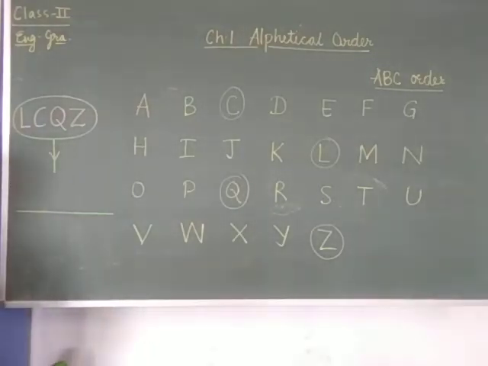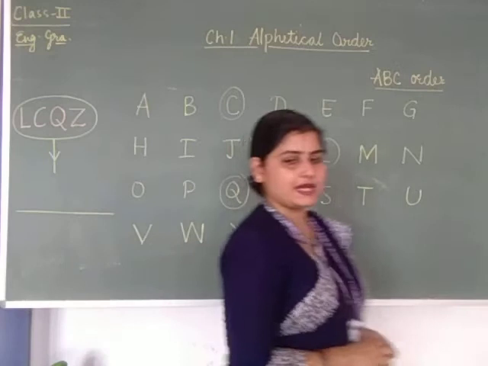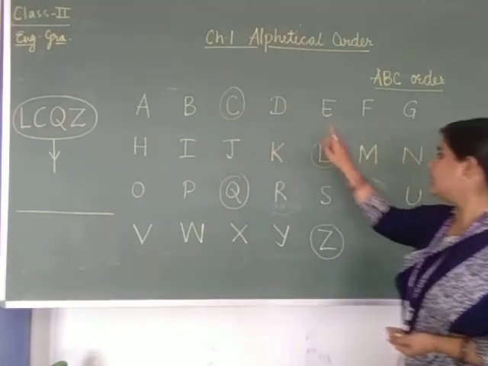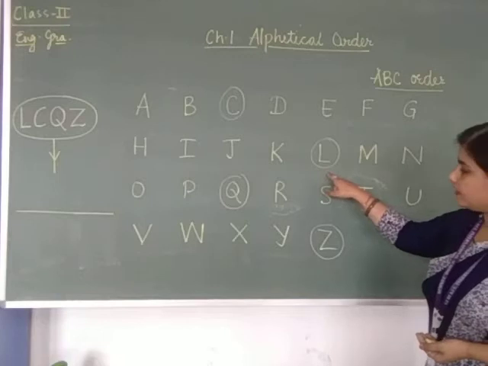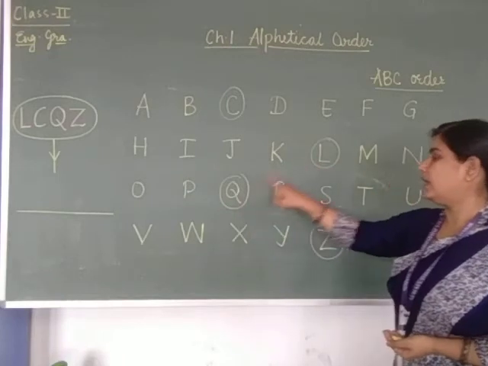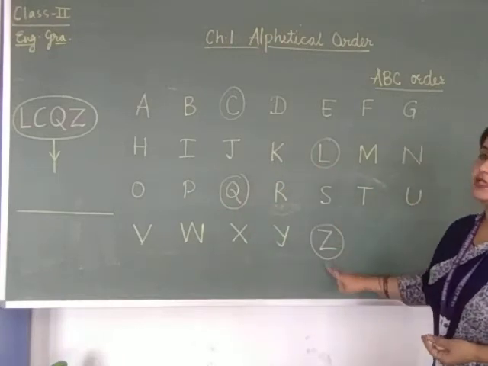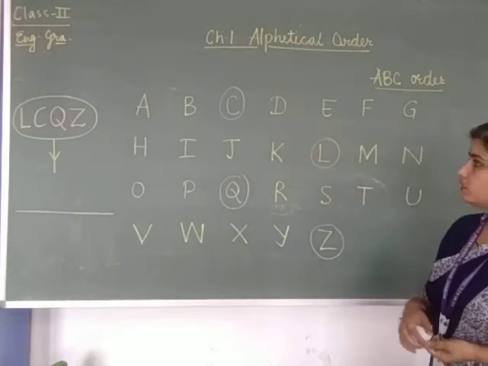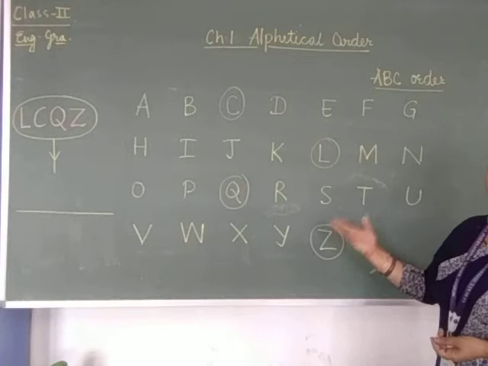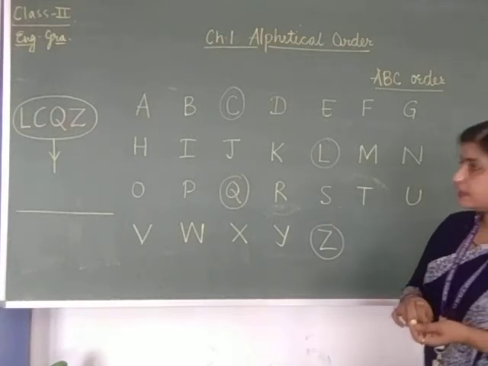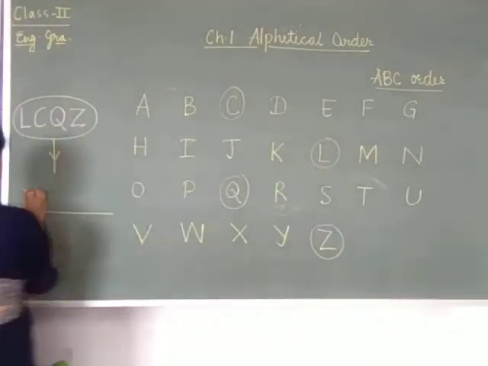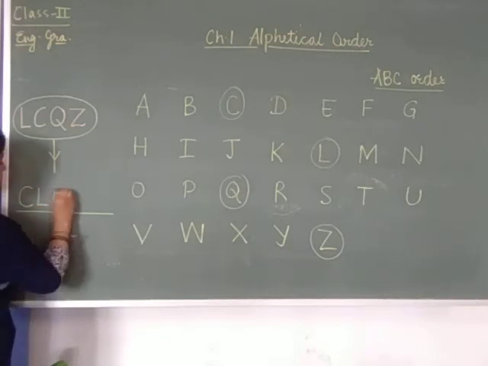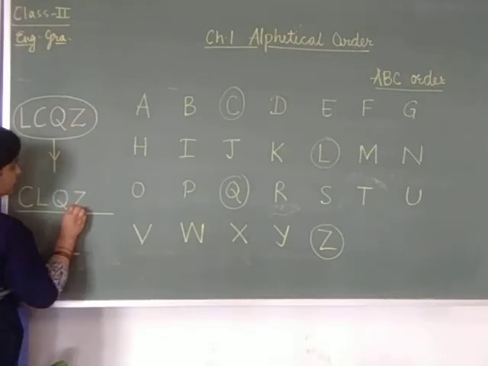So in ABC order, which letter comes first? Yes, it is C. Then L. Then Q. And then Z. Q and Z are written in alphabetical order, but L and C are not. So the correct sequence according to the alphabetical order is C, L, Q, Z.